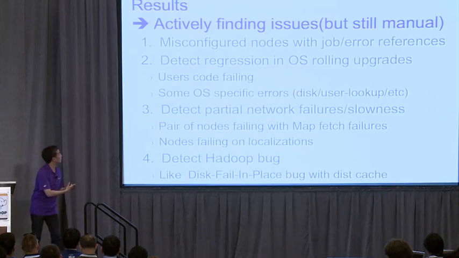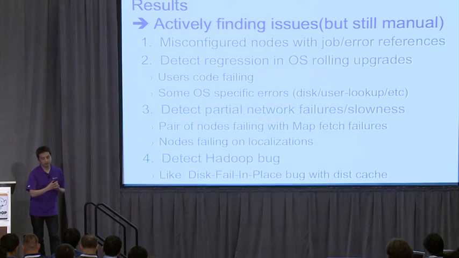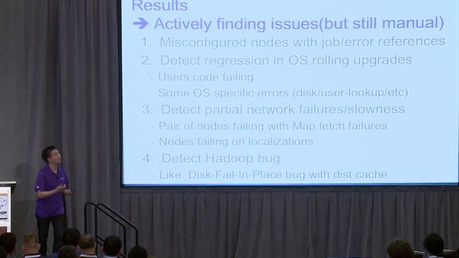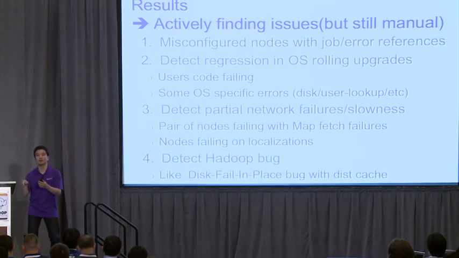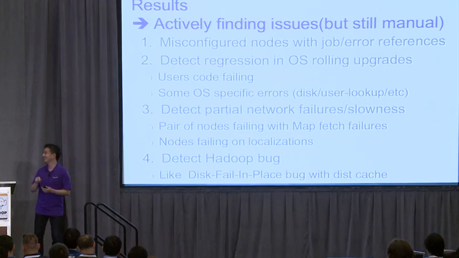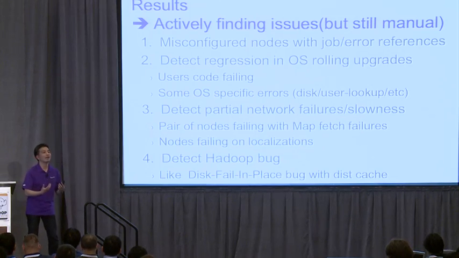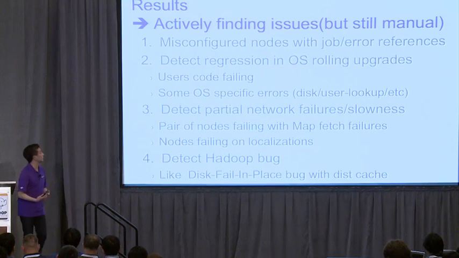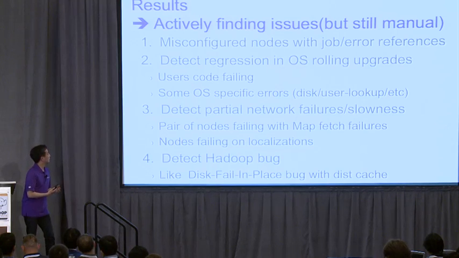The other things I started seeing were some OS-specific regression errors that were mysteriously happening, like make failing on certain subdirectories, or user lookup failing for some users but not other users, which was weird. But having this data and giving stats to show to dev helped us figure out what was happening before it became a real issue. And the third one was partial network error.